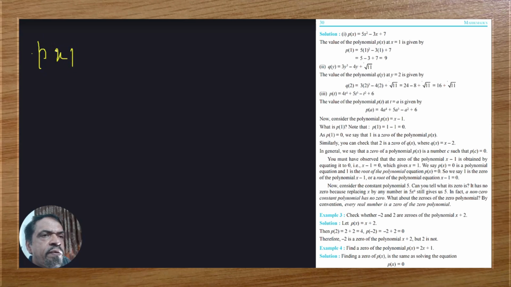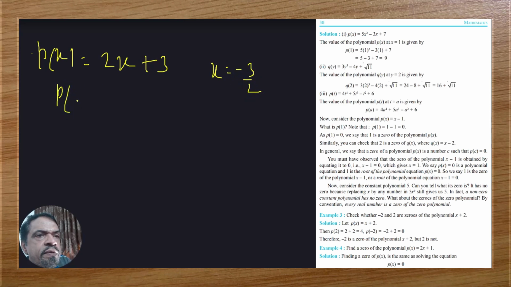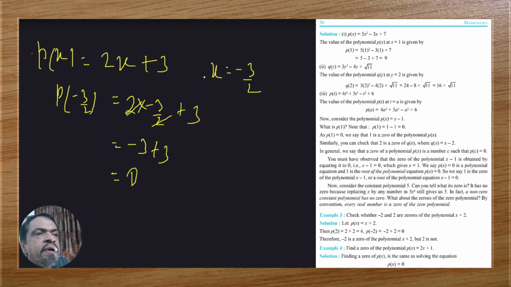Px, we denote the algebraic expression polynomial by Px, 2x plus 3. If you put here x is equal to minus 3 upon 2, so in place of x, minus 3 upon 2, it is equal to 2 into minus 3 upon 2 plus 3. 2 cancels, minus 3 plus 3, it is 0. So it becomes 0 by putting x is equal to minus 3 by 2.